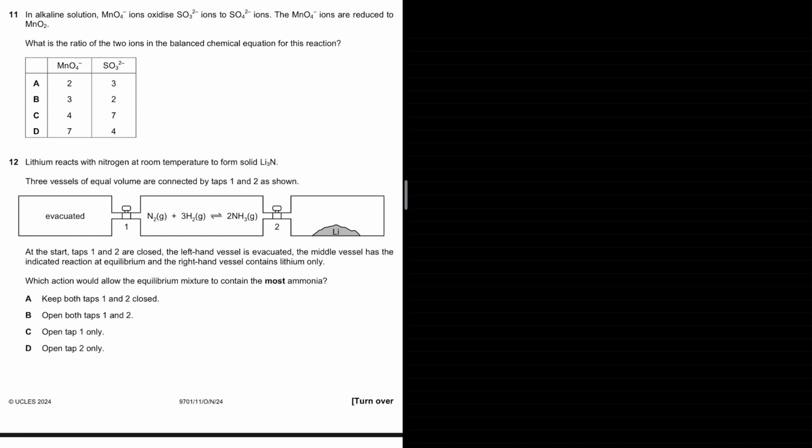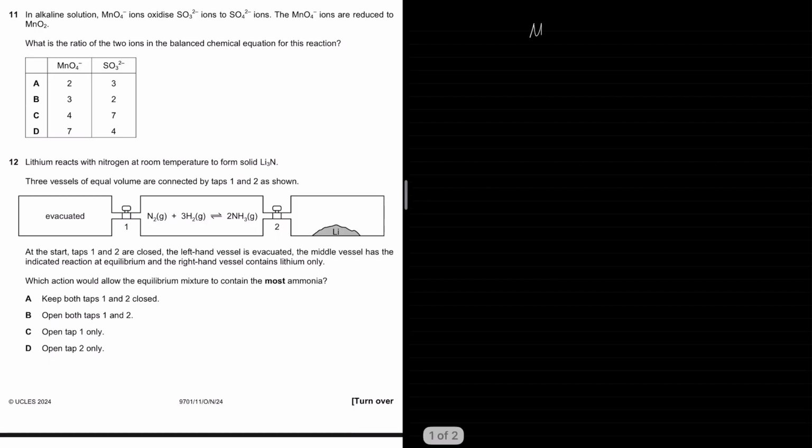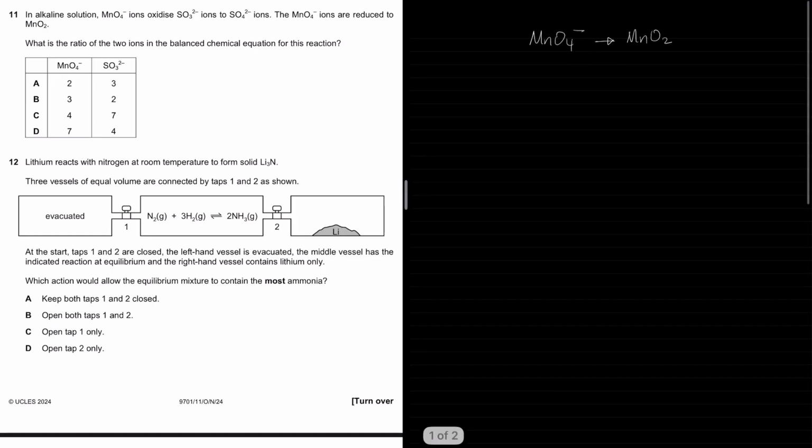Now we are going to follow a process here that's going to help us to balance these half reactions in an alkaline solution. There are a few steps that we need to follow. Let's go through them. First, let's start with the MnO4, which became MnO2. So step one would be balance the manganese and balance the oxygens.